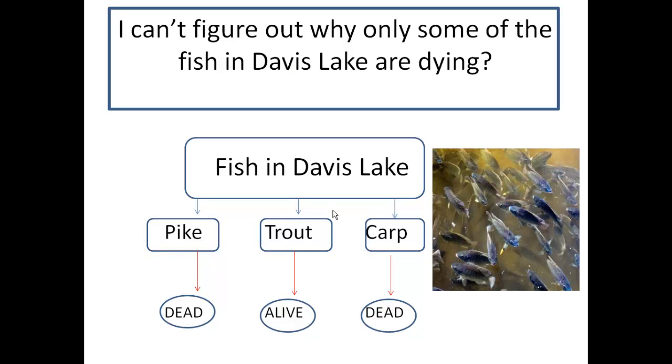Science tends to classify frequently. I can't figure out why only some of the fish in Davis Lake are dying. Your ruling principle is fish in Davis Lake. Then you would divide into types of fish: pike, trout, and carp. You would explore the fish, which ones are dead, pike and carp, and which ones are alive, trout. This would help you understand why a certain type of fish can survive and others can die.